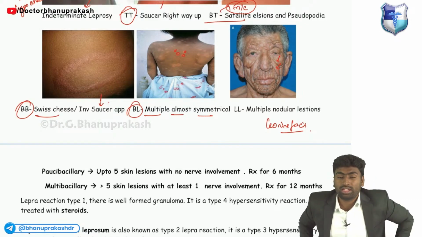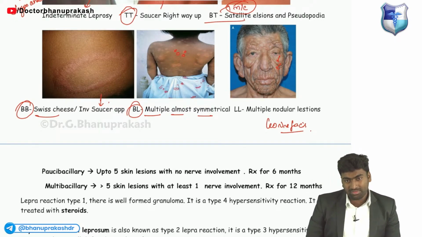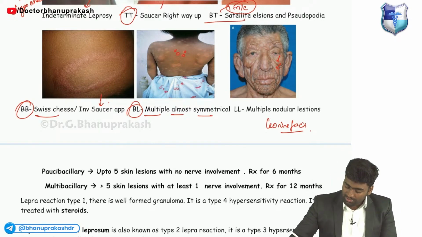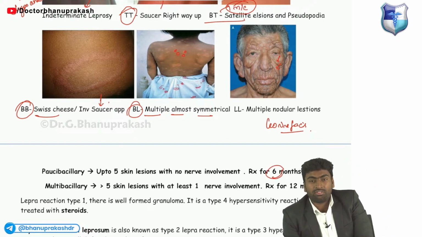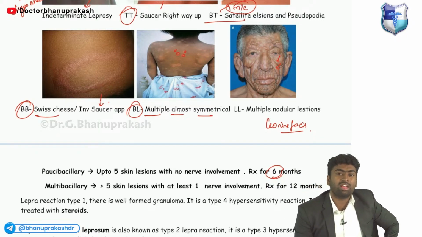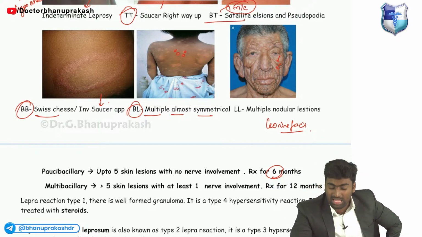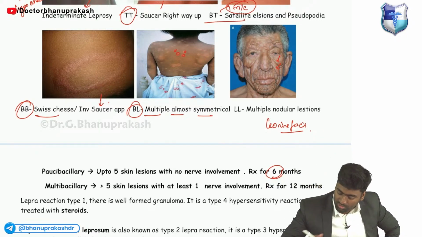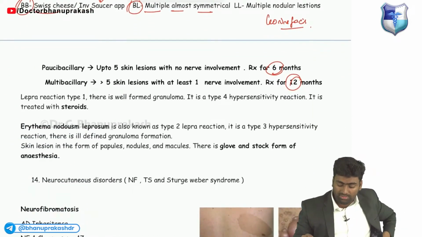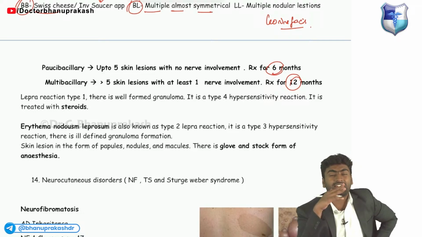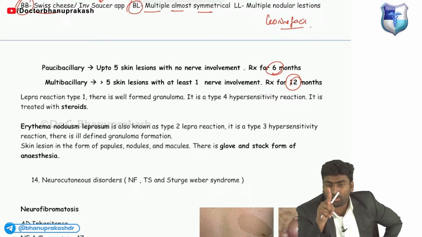Fine. And we know in the case of paucibacillary leprosy, हम क्या करेंगे? We'll give these drugs, dapsone and rifampicin, and if it is uniform MDT, then we also add clofazimine. We'll give this for 6 months, whereas in the case of multibacillary, we'll give for 12 months. And while giving this drug, it can cause lepra reaction: type 1 lepra reaction and type 2 lepra reaction.